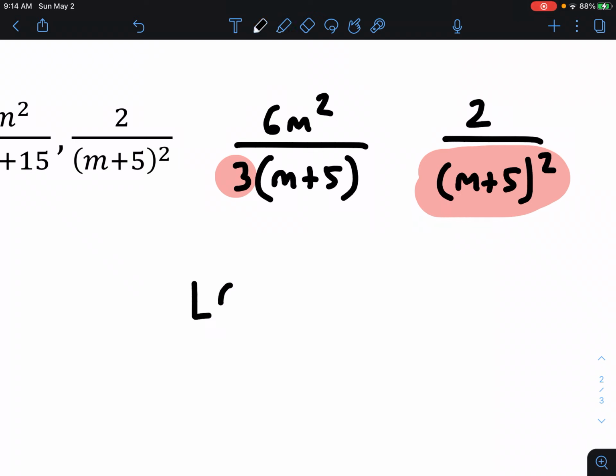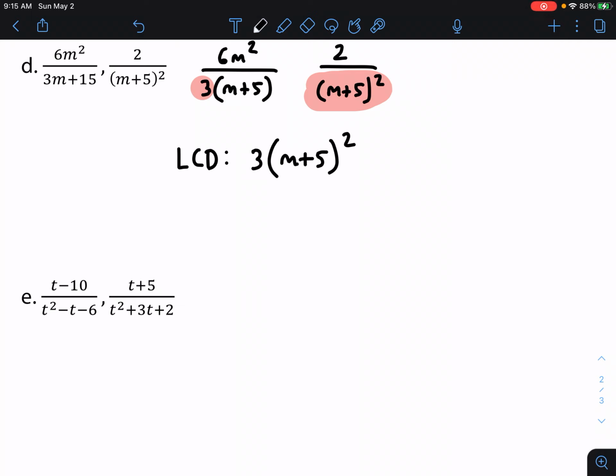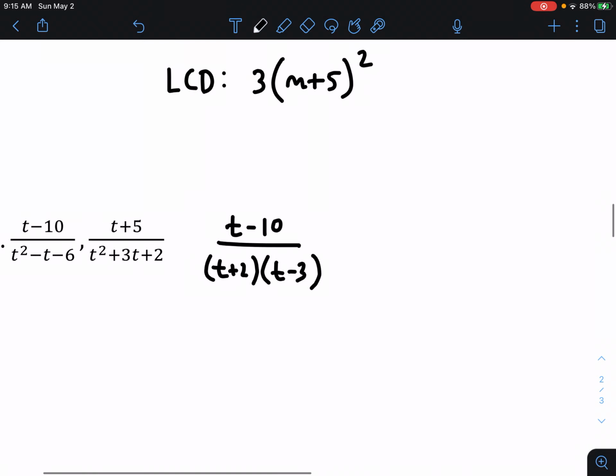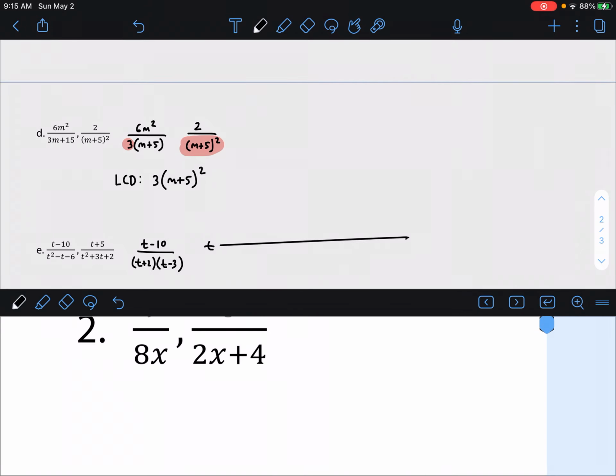Ooh, lots of factoring here. All right. So some of you might be tempted to think, oh, I need to simplify things. We're not simplifying at this point. All we're doing is finding a least common denominator. So again, I'm going to factor the first fraction. So we have t minus 10 over, and this is going to turn into two binomials, right? And this is one we just kind of have to think about. So we're going to have t plus 2, t minus 3.